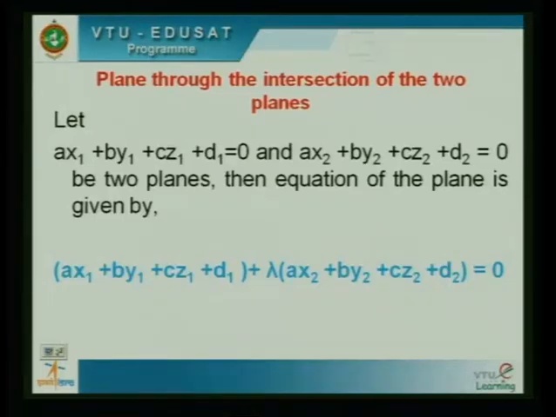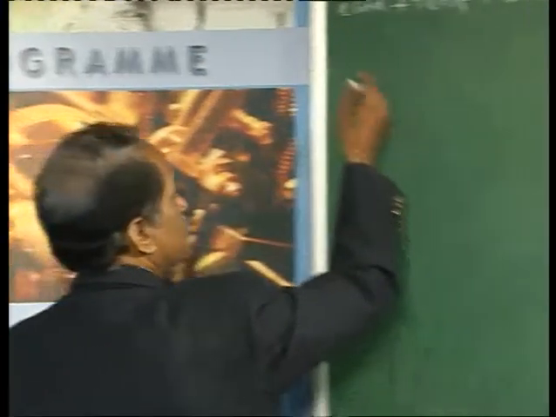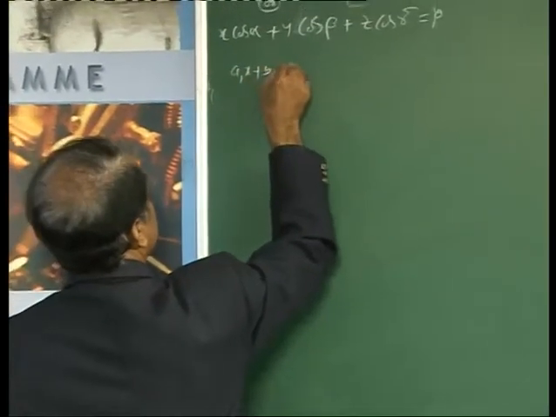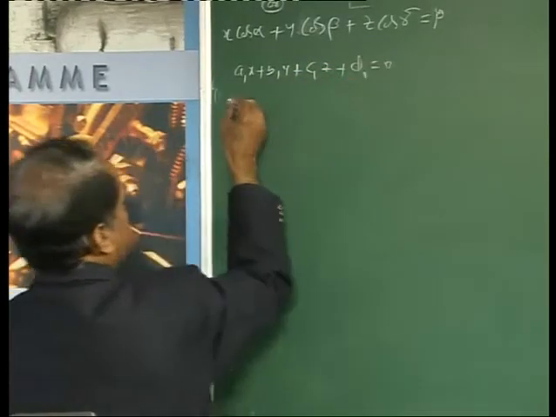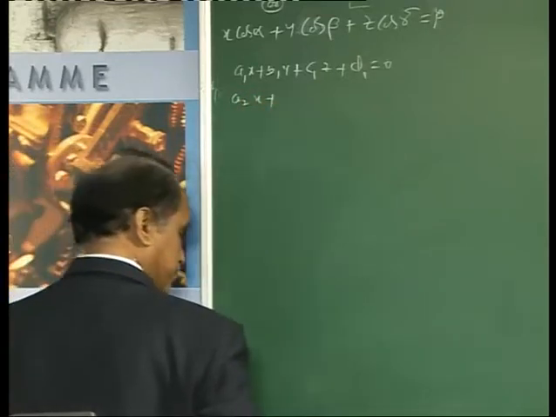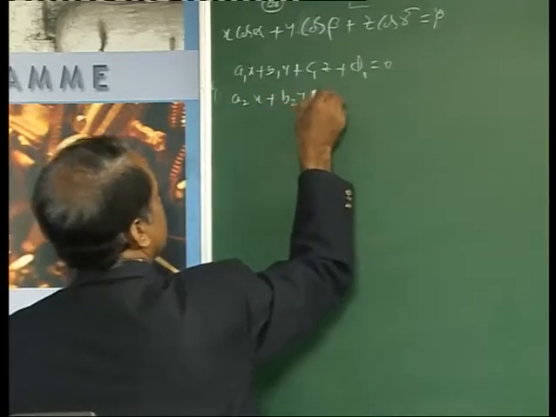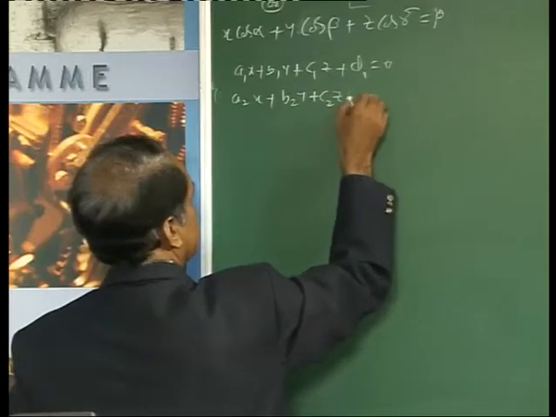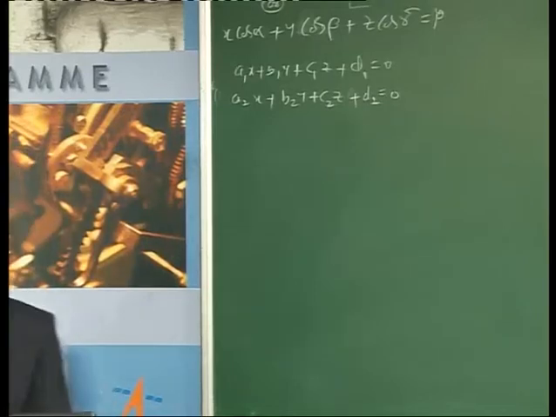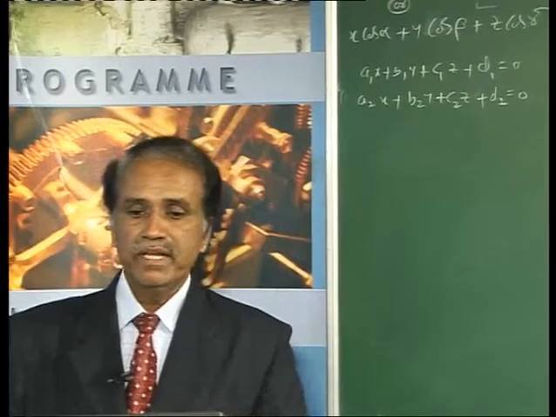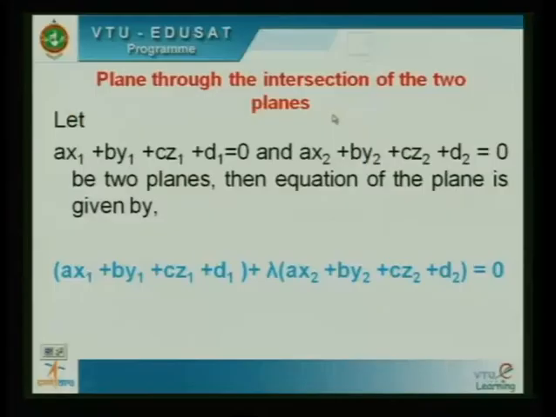Next situation, another two last definitions let me define. Plane through the intersection of another plane. We are given two planes. One plane is defined by a1x plus b1y plus c1z plus d1 equal to 0. Another plane is a2x plus b2y plus c2z plus d2 is equal to 0. What are you going to take as the meaning from this definition? Plane through the intersection of two planes.